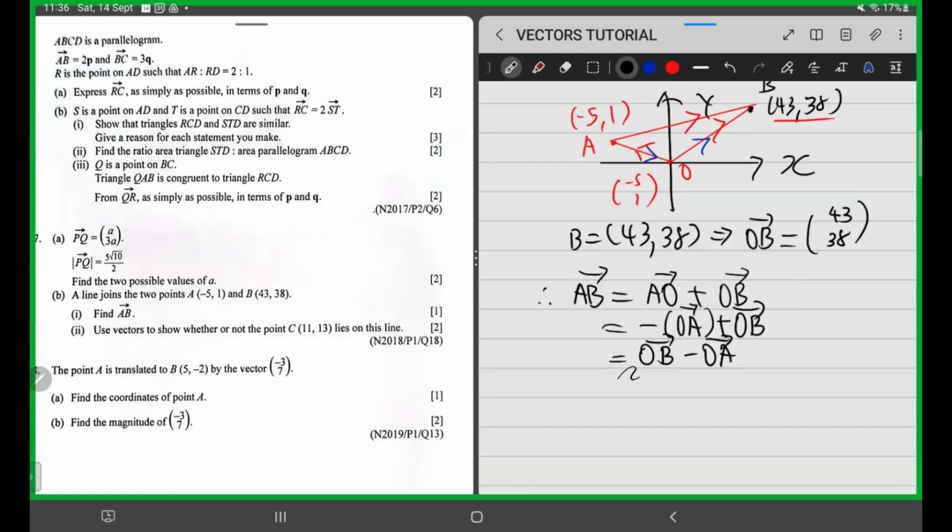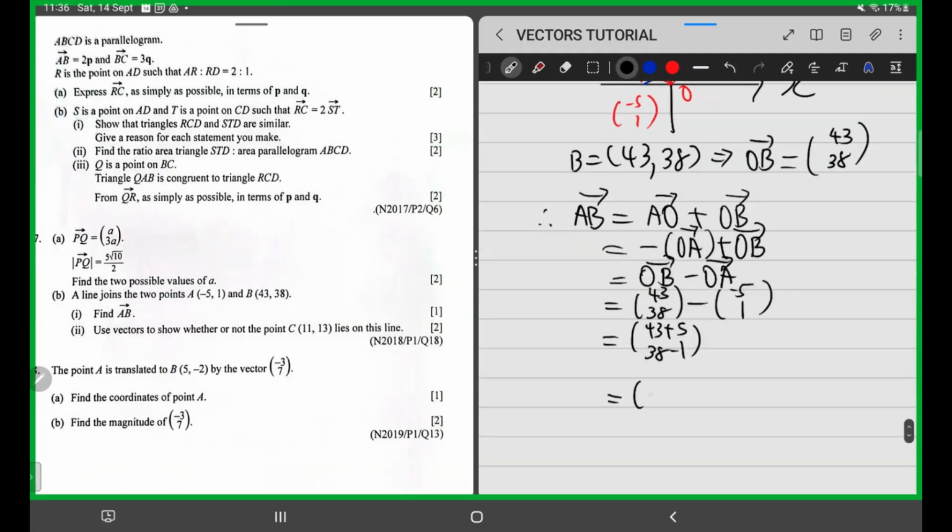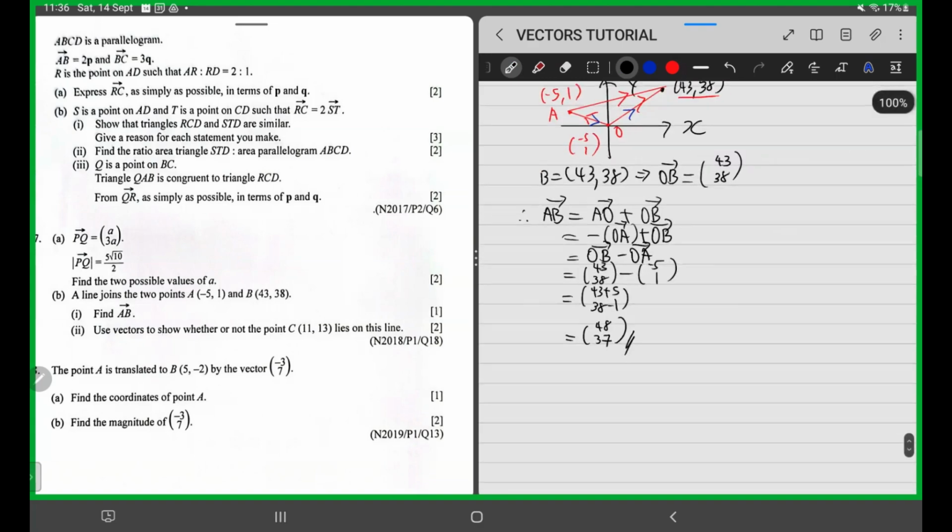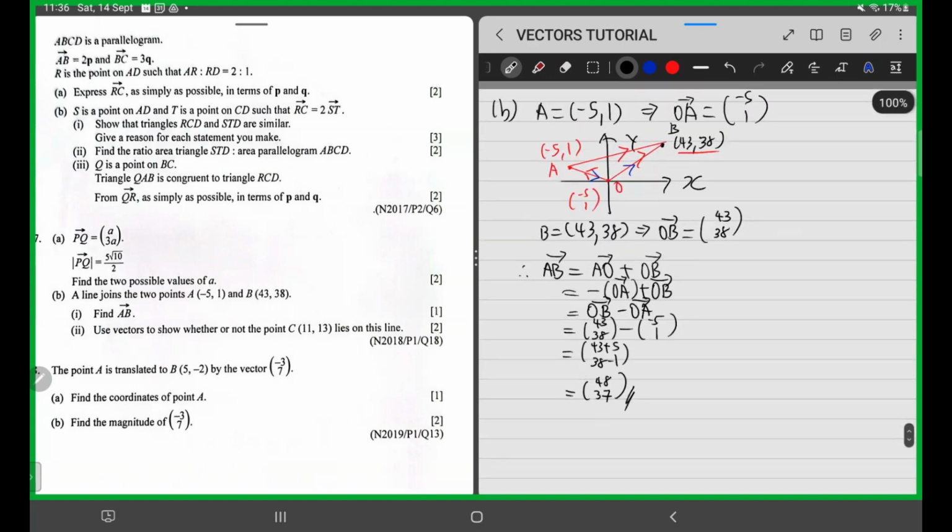So OB is just 43, 38. Then you minus away OA, so it's 95, 1. Therefore, over here you get 43 plus 5, 38 minus 1. Hence, your answer is 48, 37. That is for B, BI.